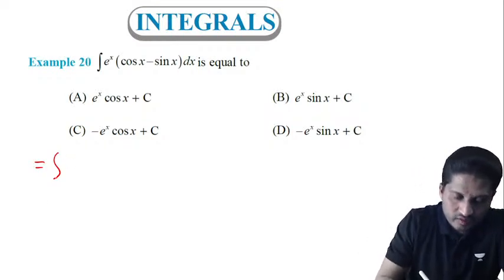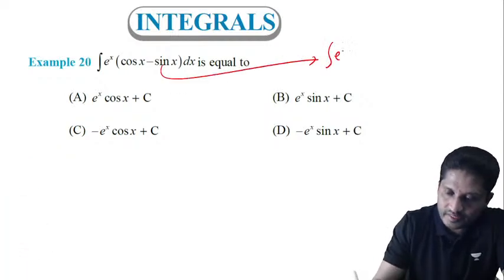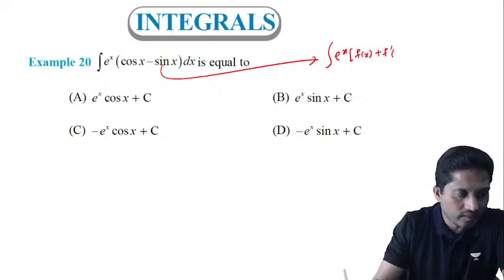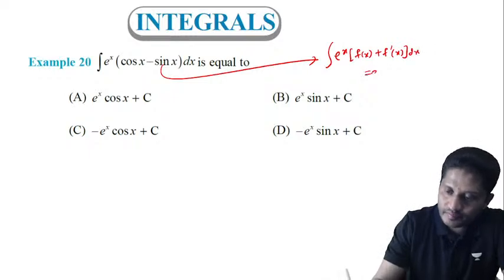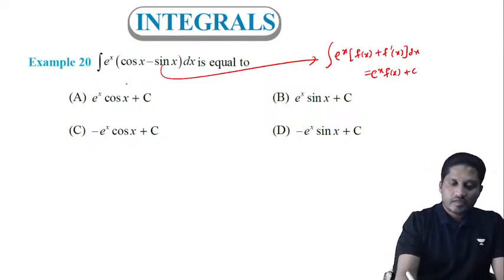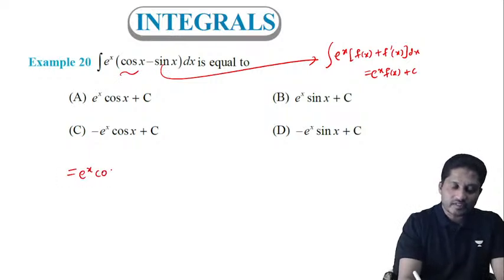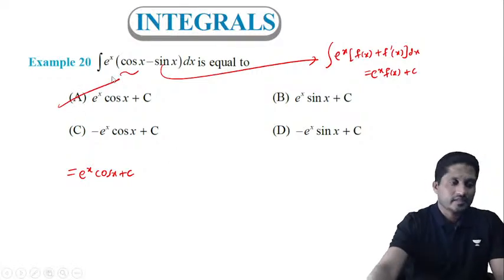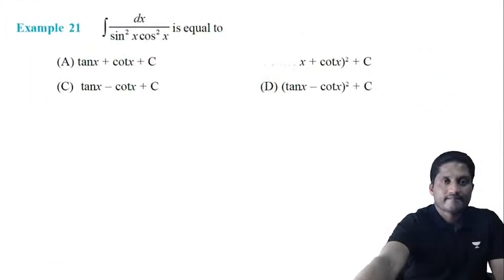So e power x. This is of the form e power x into f of x plus f dash of x, and then dx. The formula will be equal to e power x into f of x plus c. Now, differentiation of cos is minus sine, right? So this is e power x into cos x plus c. E power x cos x plus c, answer is option A. Let's move to the next question.